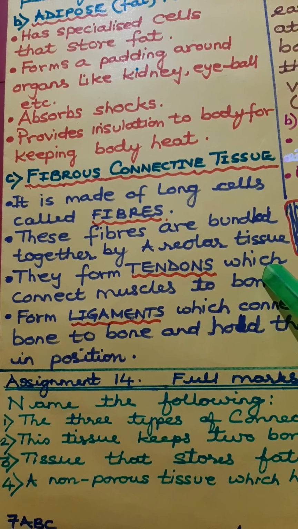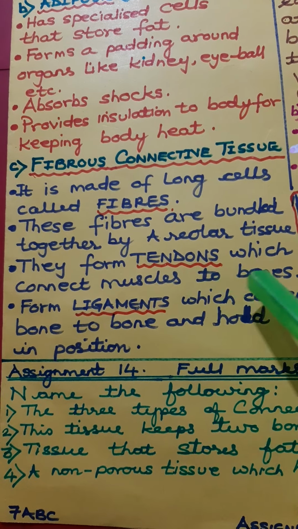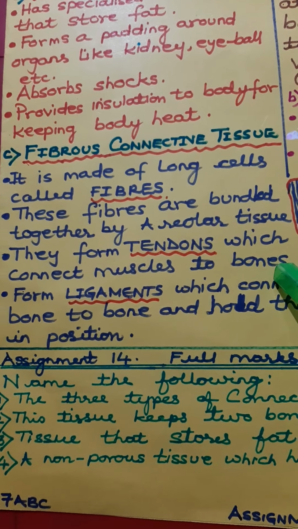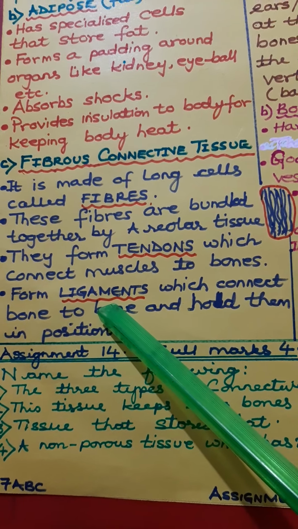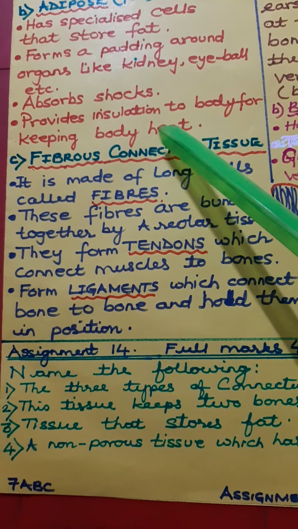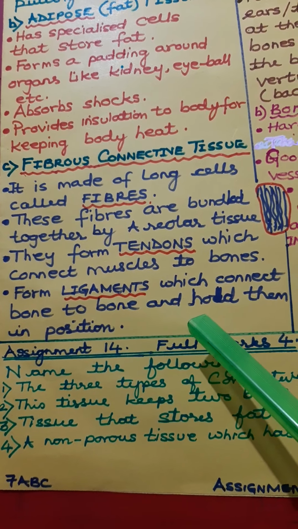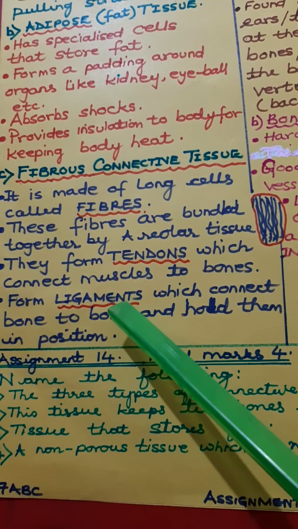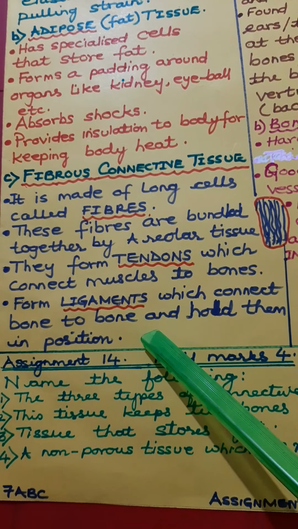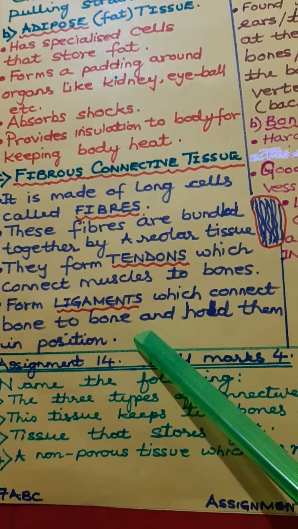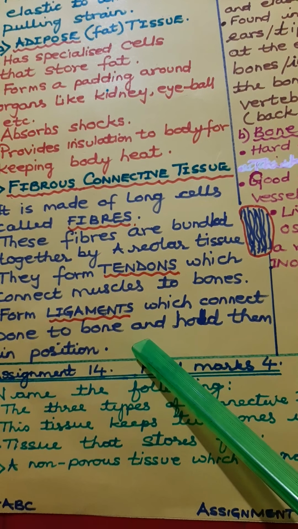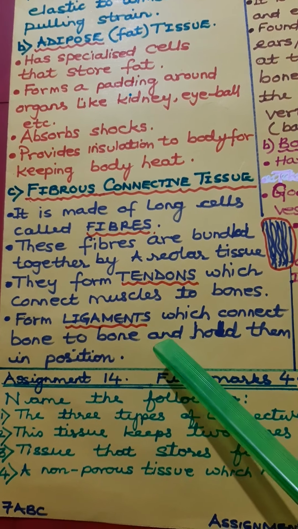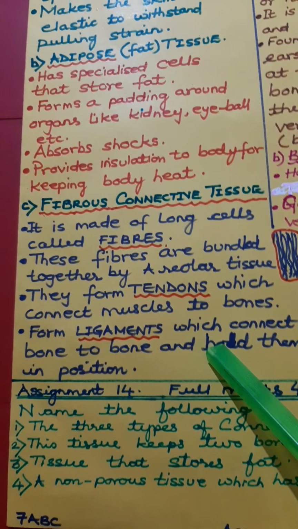What do these tendons do? They connect muscles to bones. They connect the muscles to the bones. Very important. You must remember. Ligaments, again, another type of fibrous connective tissue, connect bone to bone. Okay, they keep the two bones together and they hold them in position, especially at the joints. Okay, over there, the ligaments are there, bone to bone. Okay, and they hold them in position.